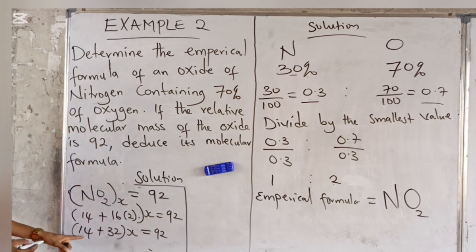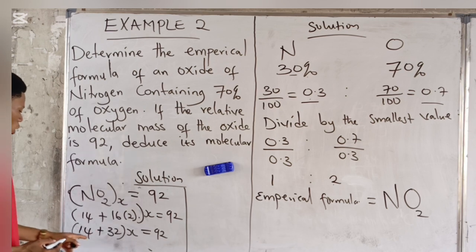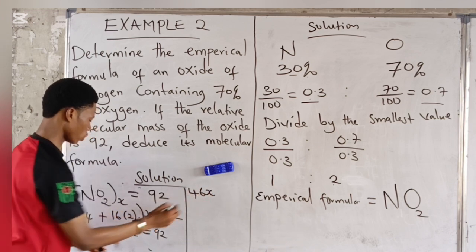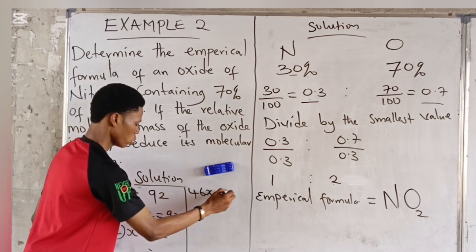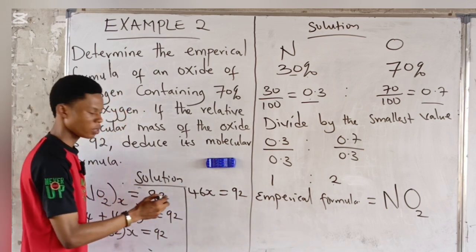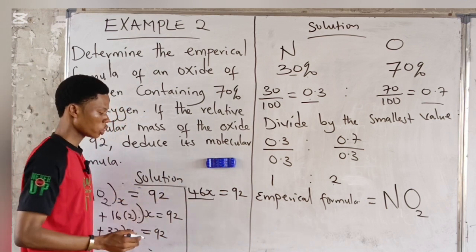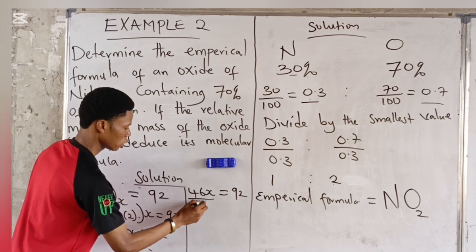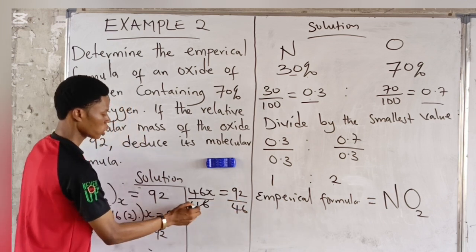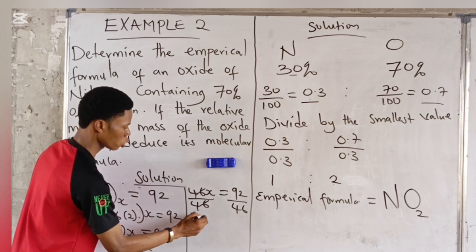Good. So now 14 plus 32 will give us what? 14 plus 32 will give us 46x, right? 46x equal to 92. So at this point, to get x, what do you do? You divide both sides by the coefficient of x, which is 46. So divide by 46, divide by 46. So 46 will cancel 46. X is equal to what?